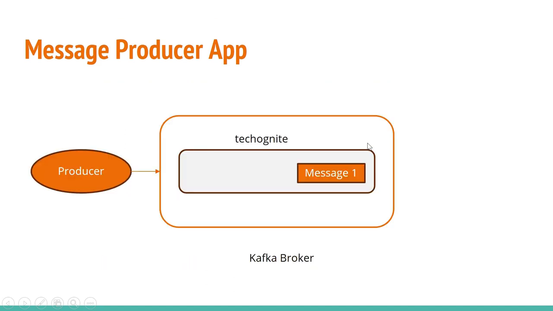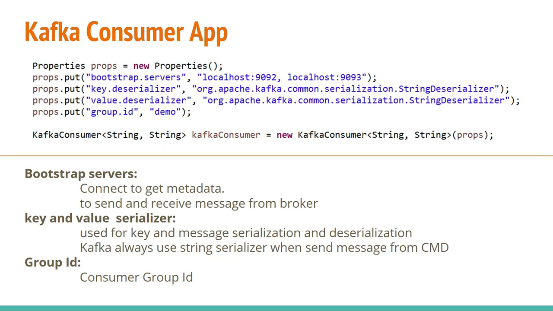Till now, we covered this part where our producer application is connecting to the Kafka broker and publishing a message towards the Tacognite topic, which is the message one. Let us now create a consumer application. So to create a consumer application, we will have to create a Kafka consumer object. This Kafka consumer object needs the property object same as a producer. So we create a property object and pass the required properties.